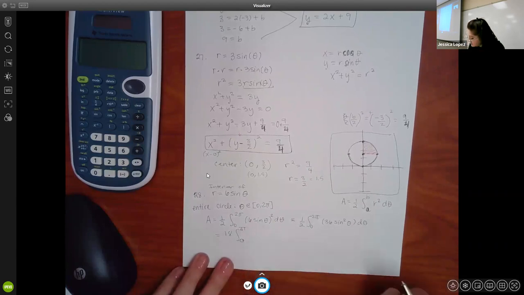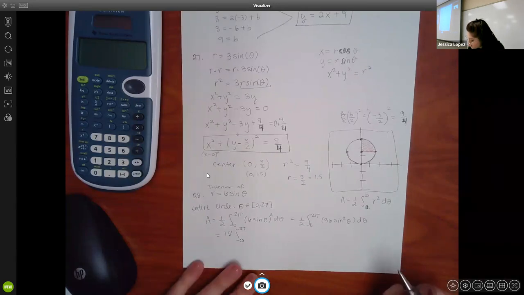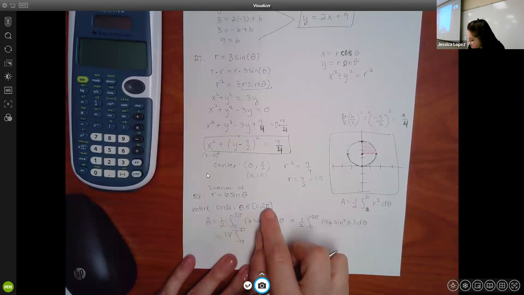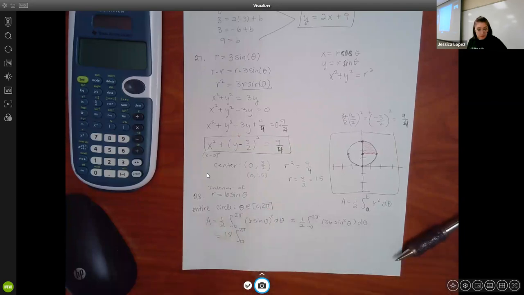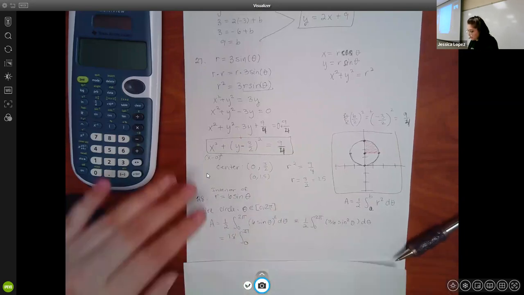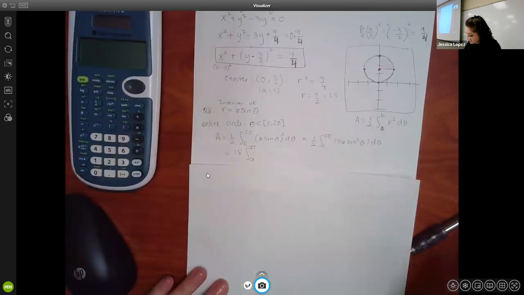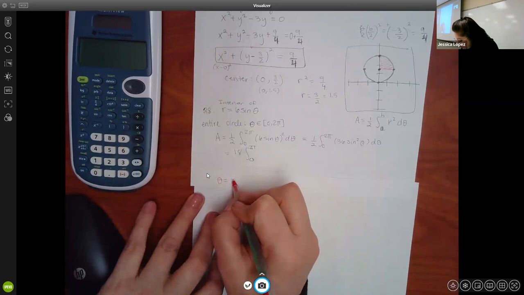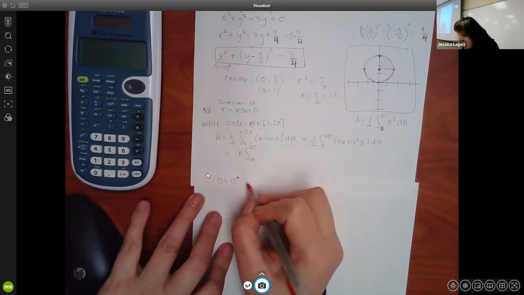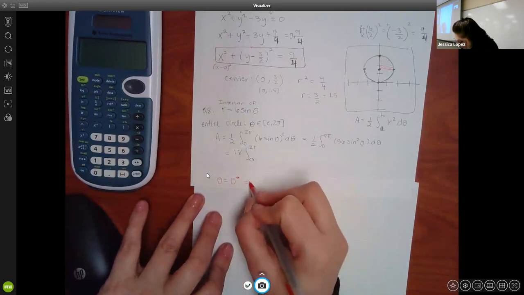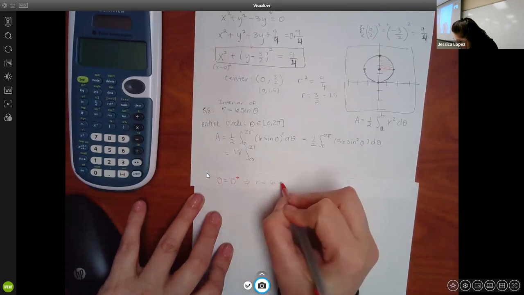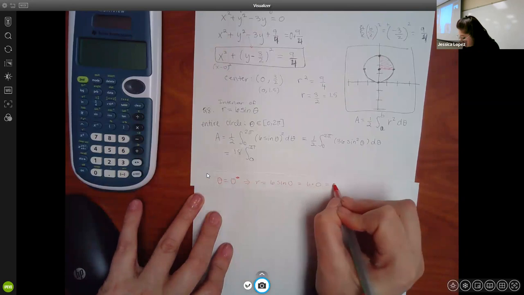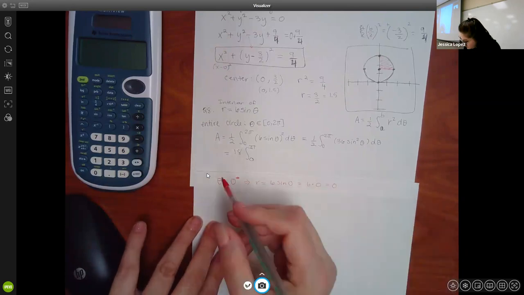Yeah, I think I am going to get 0. I think the bounds are not right, this circle. Let me grab another sheet of paper and let me figure it out. So if theta equals 0 degrees or 0 radians, it's going to be r equals 6 sine of 0, which is 6 times 0, which is 0. Okay, good to know.